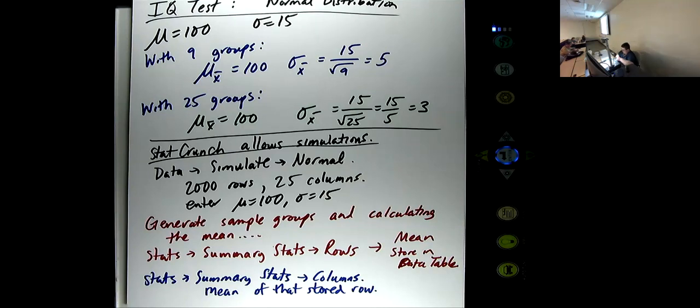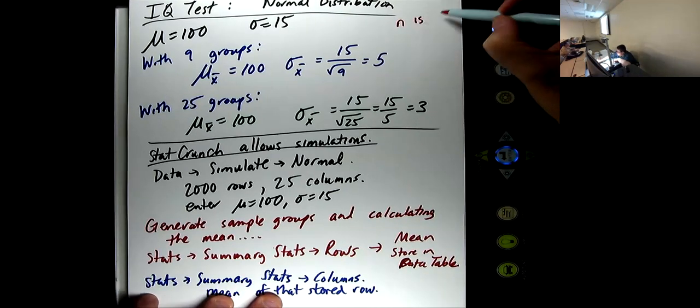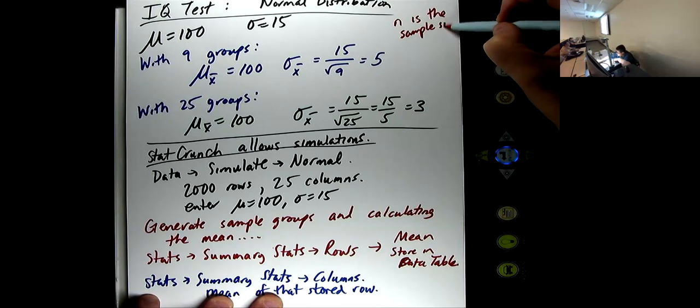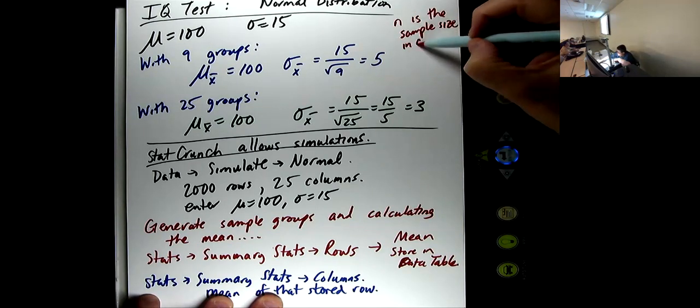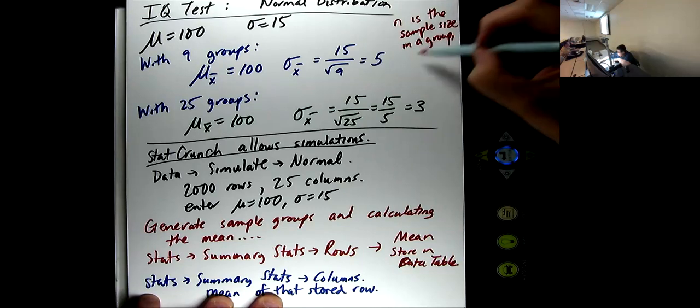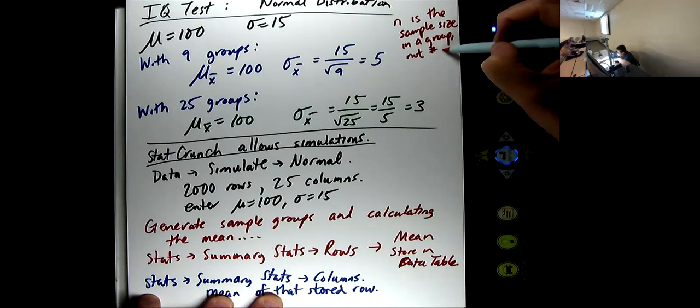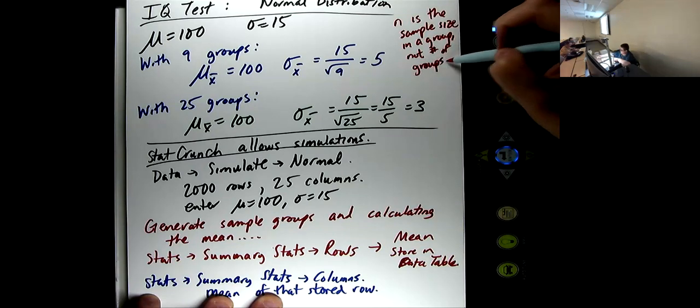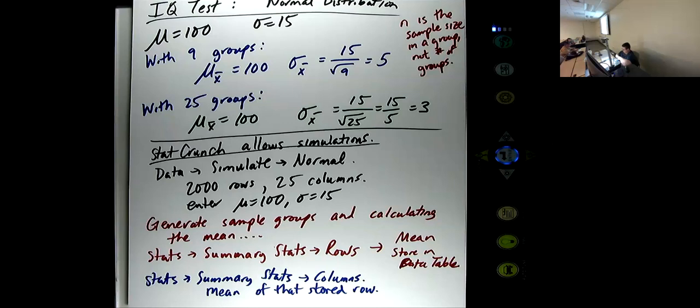I think I told you something wrong here. N is the sample size in a group, not the number of groups. Because usually you're just gonna have one. You're gonna have one thing and you're gonna look at it as a specific group.